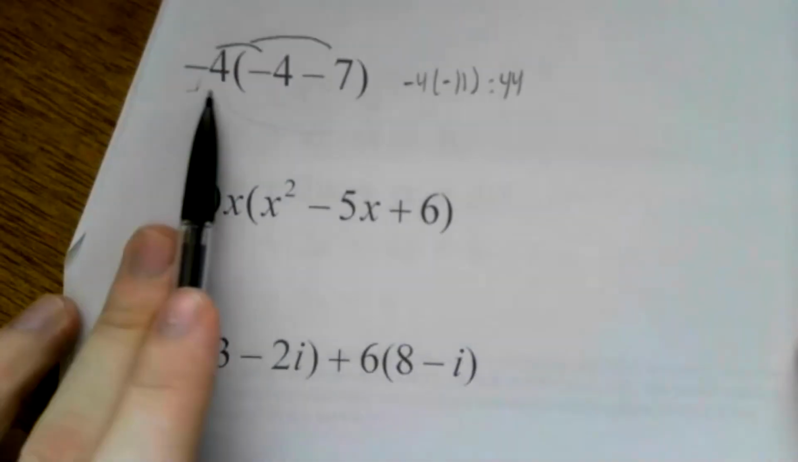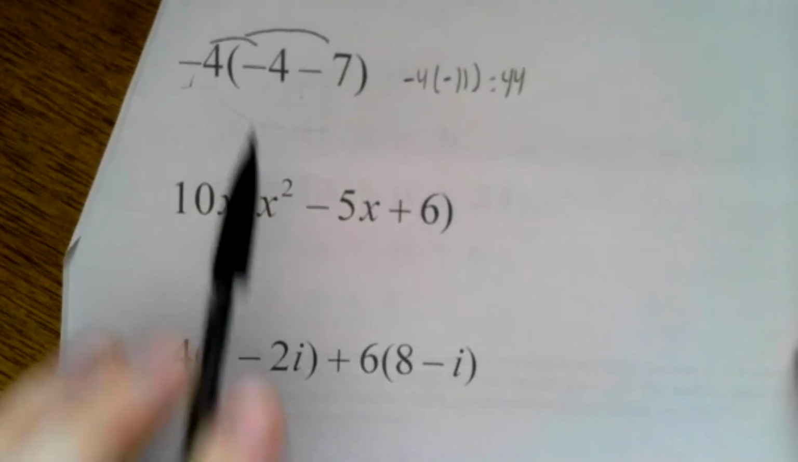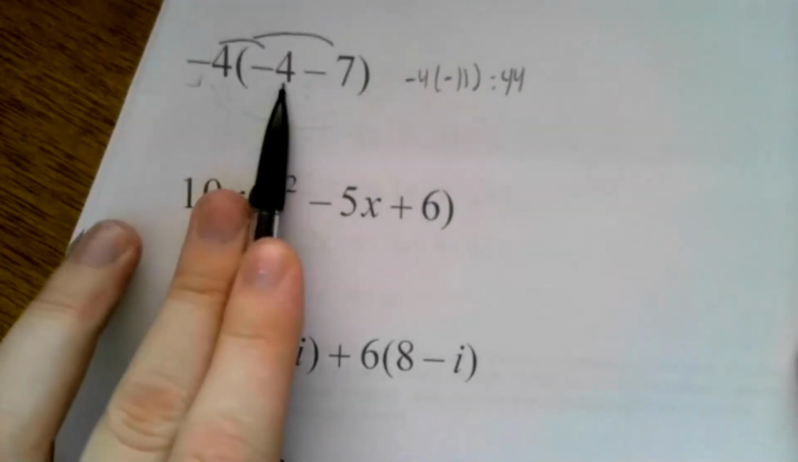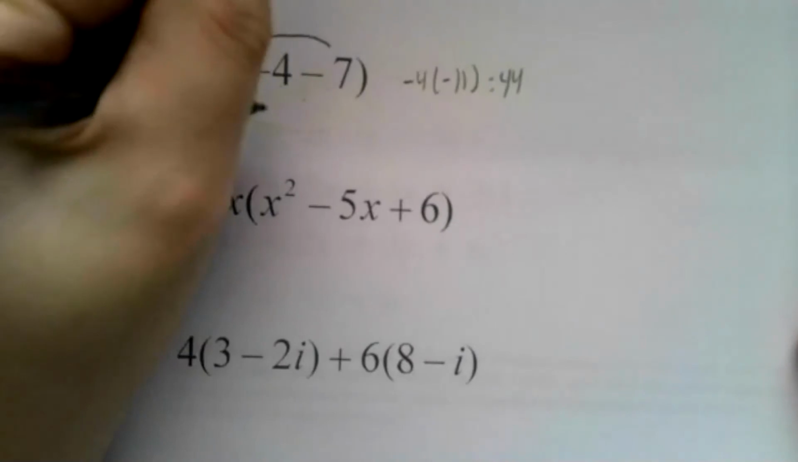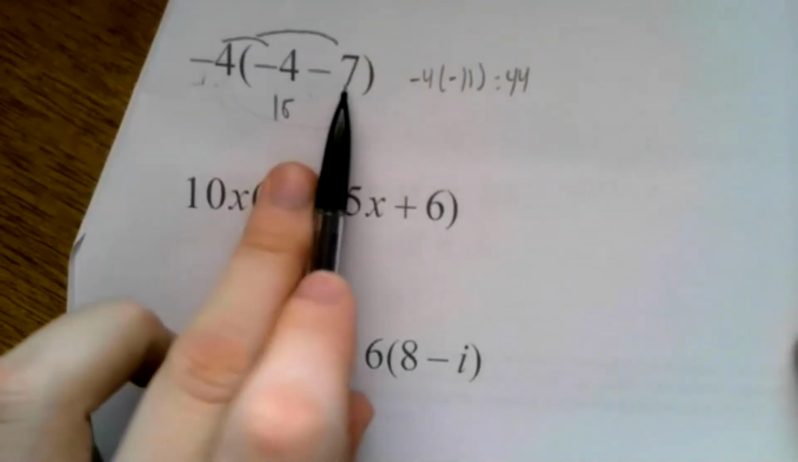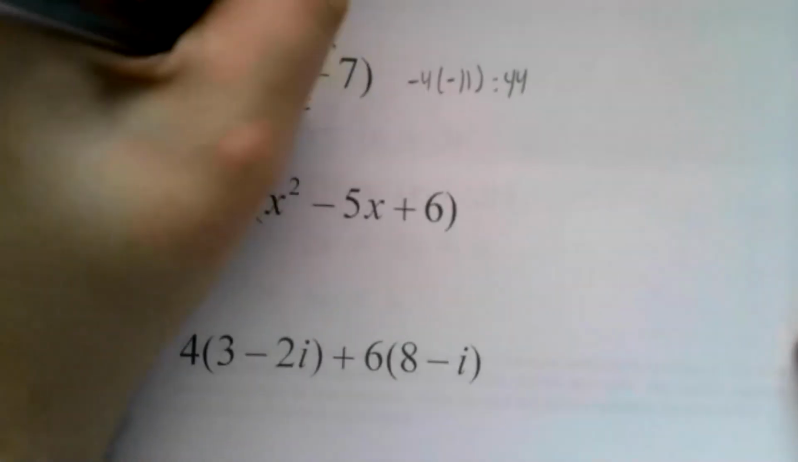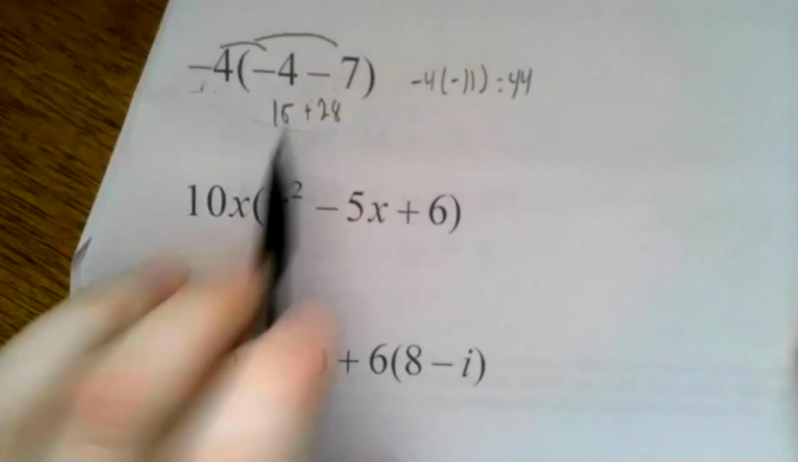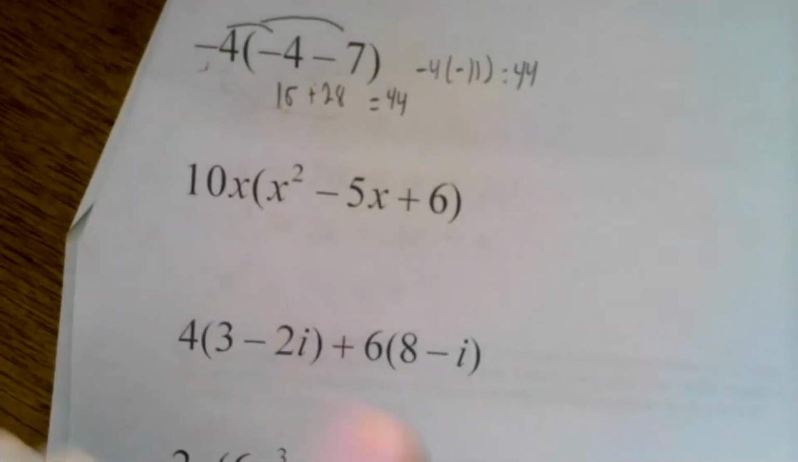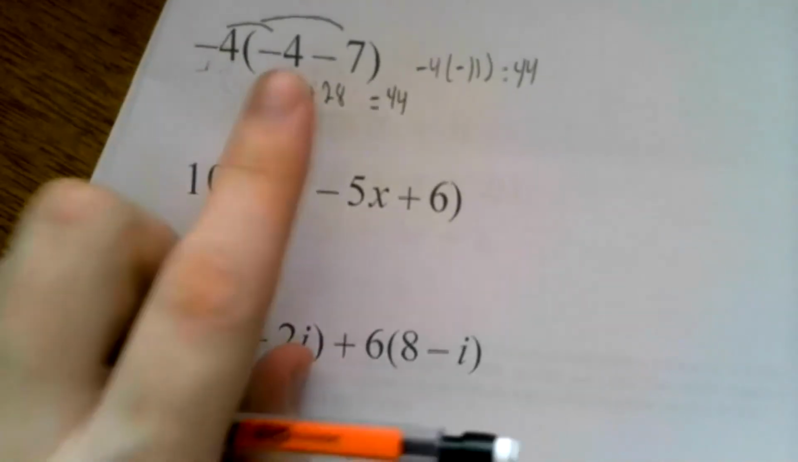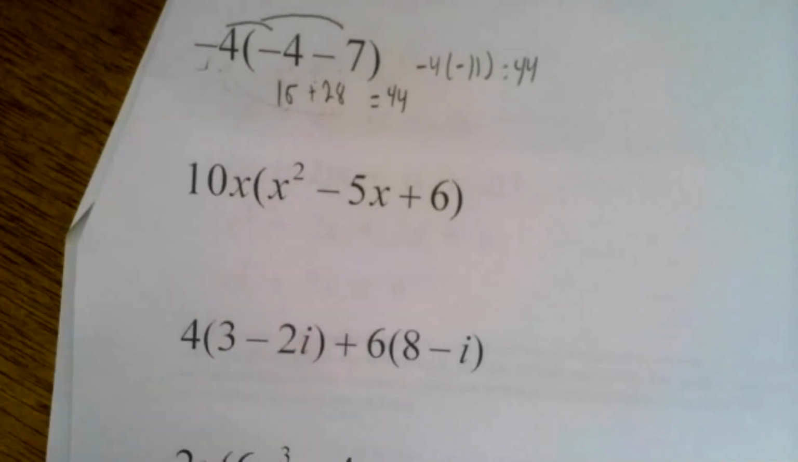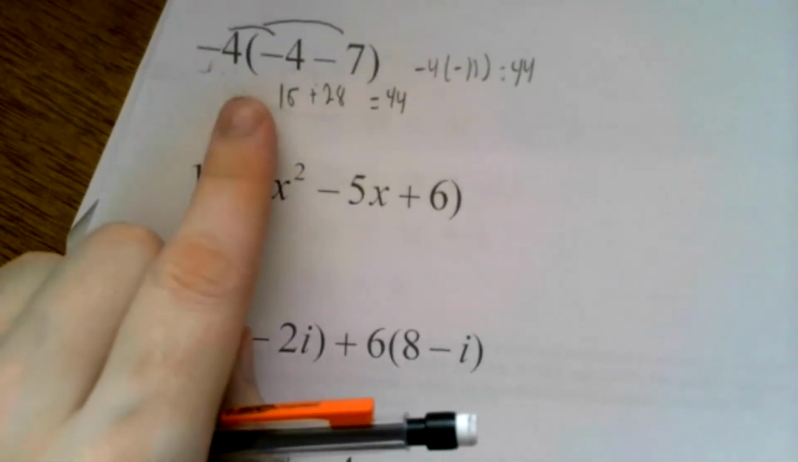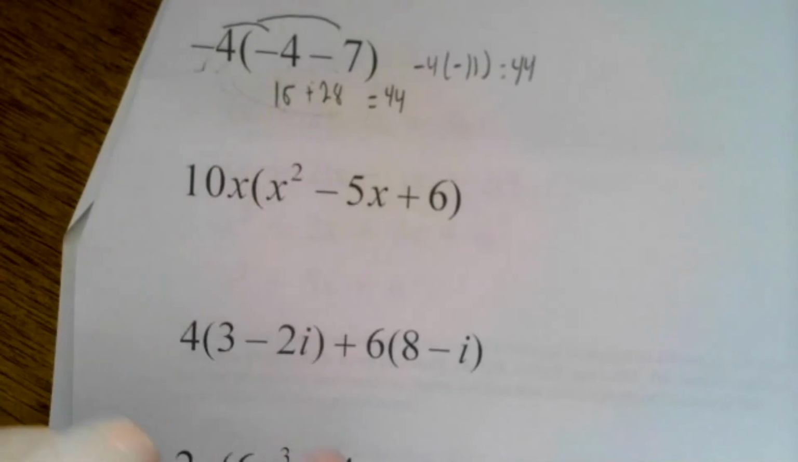Let's distribute this negative 4 and see if we get the same answer. So we have negative 4 multiplied by negative 4, which is a positive 16. And a negative 4 multiplied by a negative 7, we get a positive 28. And what is 16 plus 28? 44. Yep, 44. So we get the same answer either way. So now we're starting to see that there's more than one way we can solve things. We can do it either way as long as we follow the order of operations. We can either distribute or we can combine what's in the parentheses first.